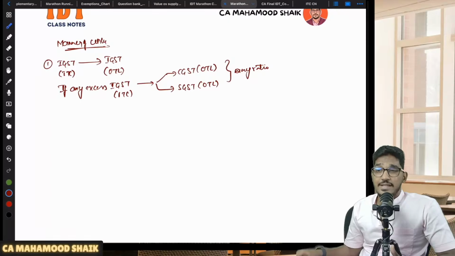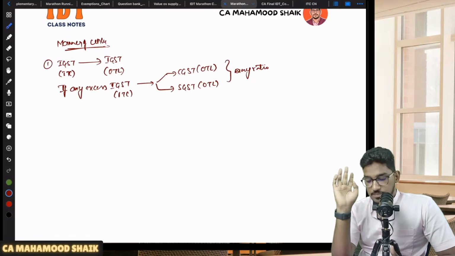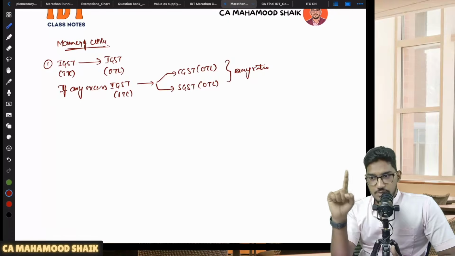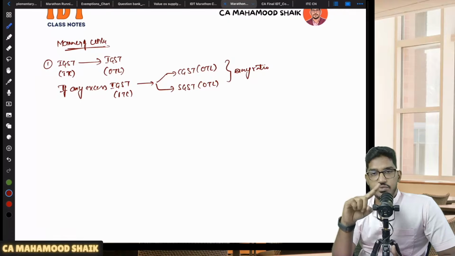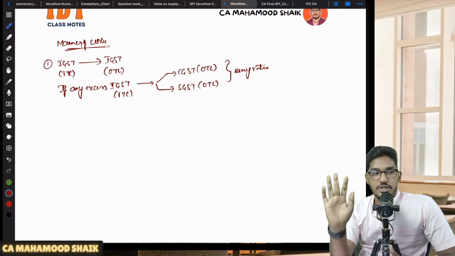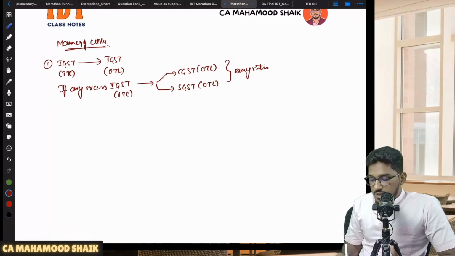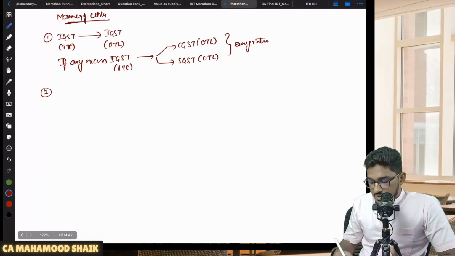Whatever it is, first exhaust the IGST balance. First you have to exhaust IGST balance. So IGST credit must be used for IGST liability. If any excess IGST balance is left out, you can use it for either discharging CGST liability or SGST liability, or in any combination, in whatever manner you want, you can apportion it. So once you have exhausted the IGST balance, then come to CGST credit.